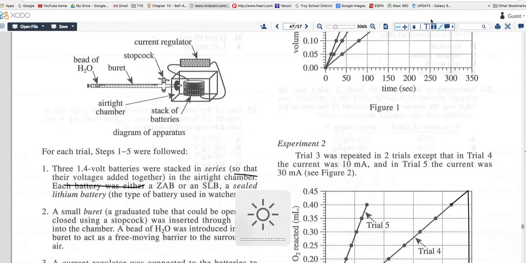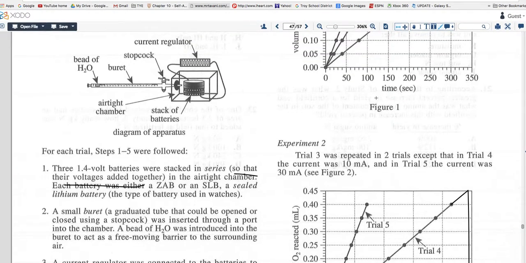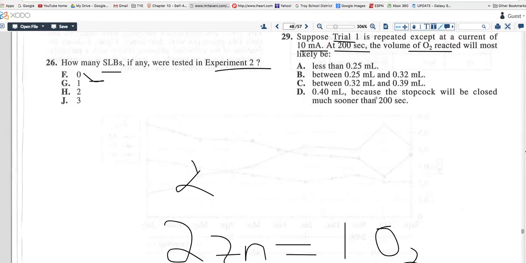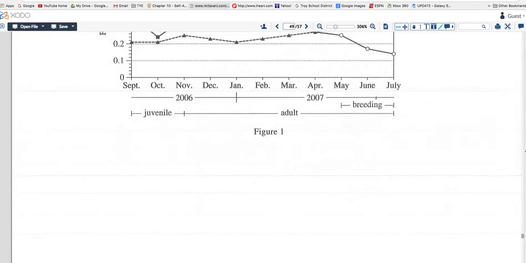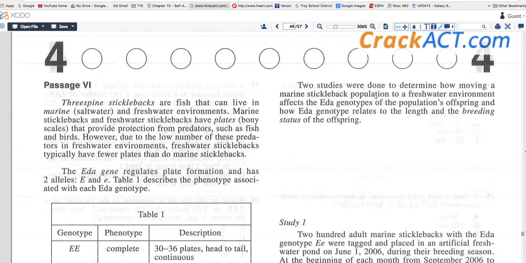All right. Did everyone understand this question? All right. Let's go on. Passage 5.